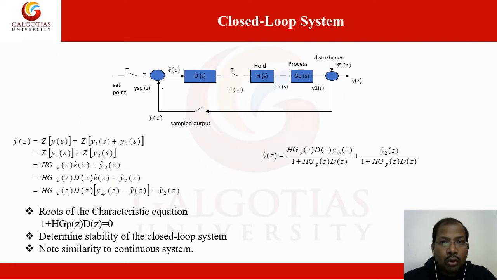Now come to the closed loop system. Here we are considering a block diagram. You can see that this is the continuous input at this point. Then we apply a sample circuit, then a summing point, then we calculate D(Z), which is the controller. Then sample, then hold, then process. Then there is a summing point where we add the disturbance and the plant output Y1, and we get the equivalent output Y2.